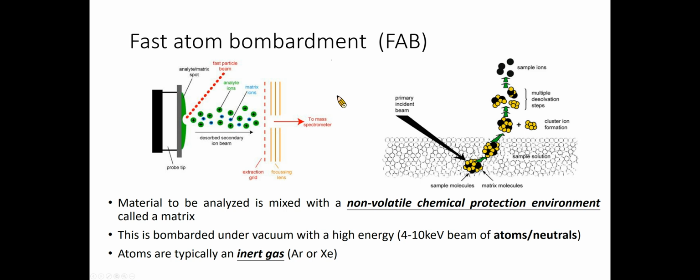Fast atom bombardment is an ionization technique established in 1981, which is widely used as an ion source in mass spectrometry systems. Unlike other ionization techniques, FAB bombards a sample with a neutral atom to ionize the sample. The use of neutral atoms avoids the accumulation of charge in the insulating sample and facilitates ionization of the sample. The sample itself is usually mixed with a non-volatile chemical protection environment called matrix.